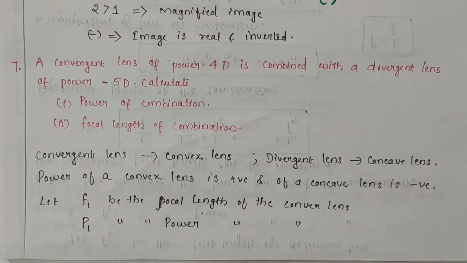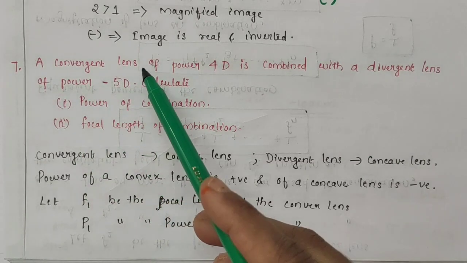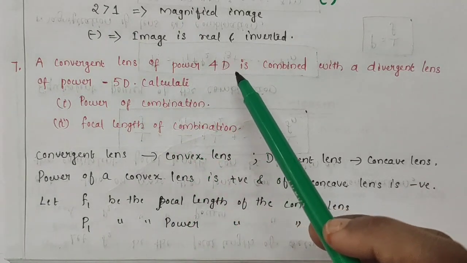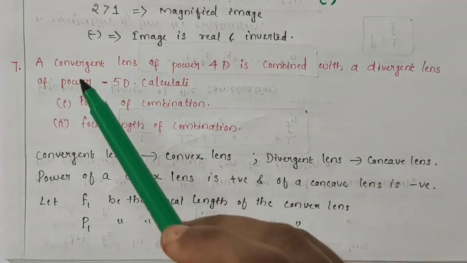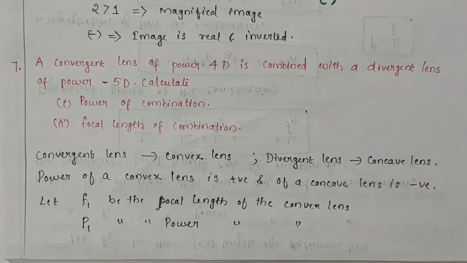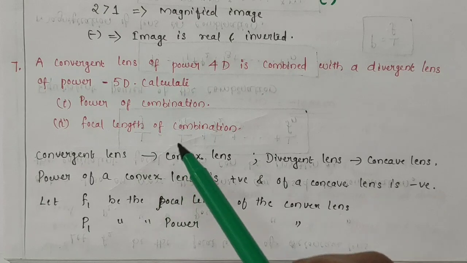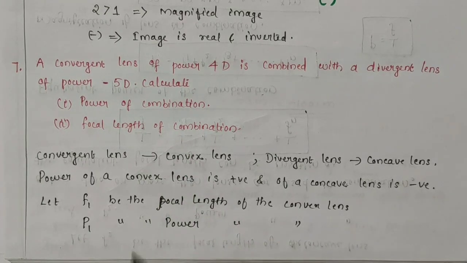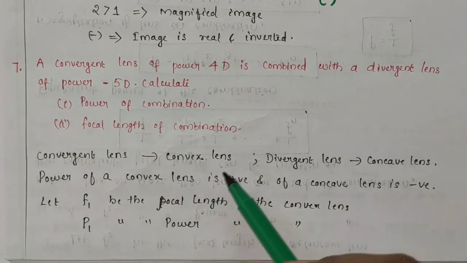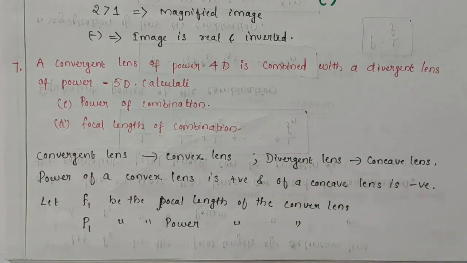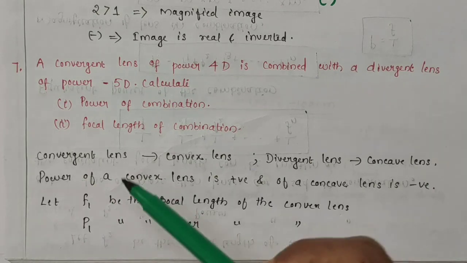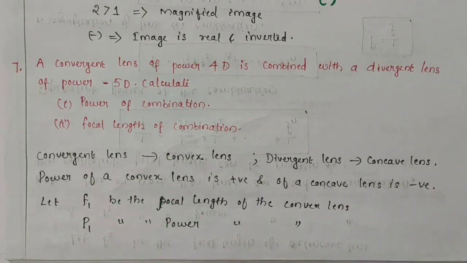Now let us see the next question. A convergent lens of power 4 diopter is combined with a divergent lens of power -5 diopter. Calculate the power of combination and focal length of combination. Convergent lens means convex lens, divergent lens means concave lens. Power of a convex lens is positive, power of a concave lens is negative. Focal length of a convex lens is positive, focal length of a concave lens is negative.